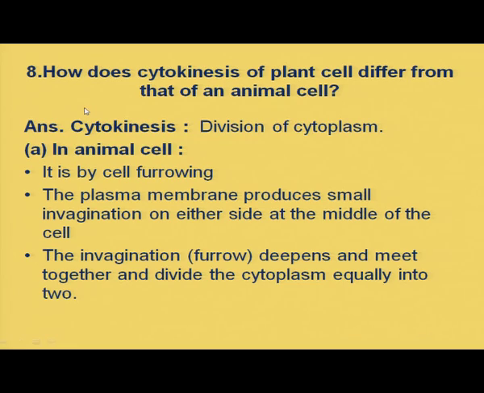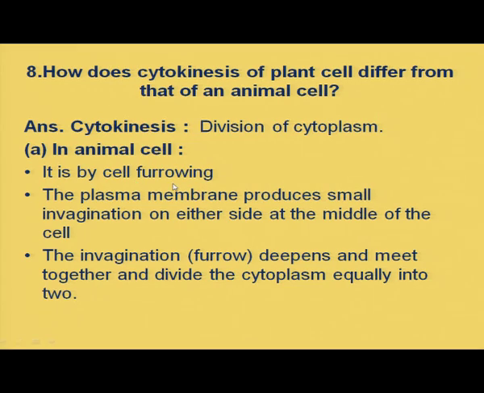Now, your question is, how does cytokinesis of a plant cell differ from that of an animal cell? Yes, you can verify your answer. Before that, what is cytokinesis? Kinesis means division, and division of cytoplasm is known as cytokinesis. In an animal cell, it is by cell furrowing.